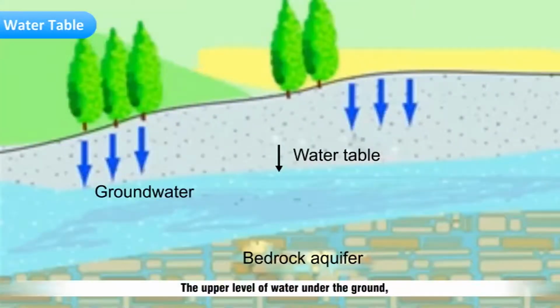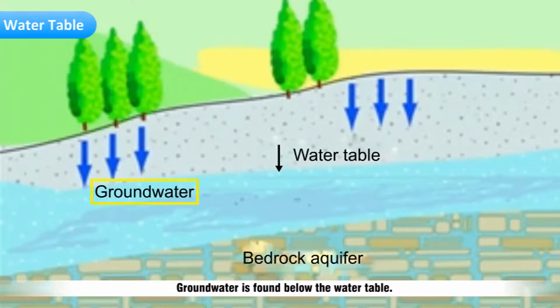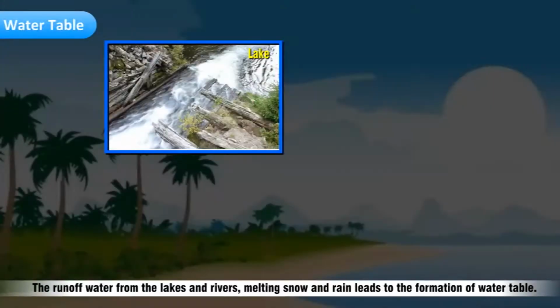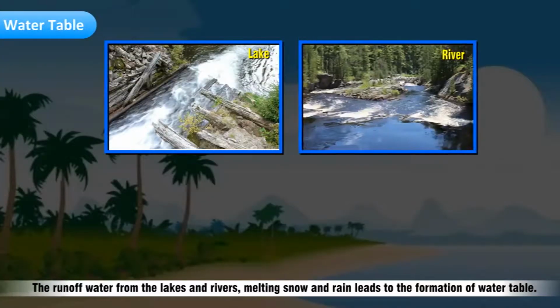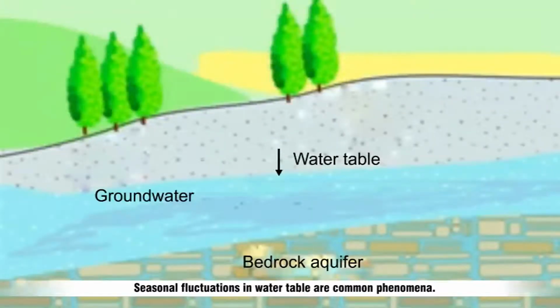Water table. The upper level of water under the ground, which occupies all the spaces in the soil and rocks, is called the water table. Groundwater is found below the water table. The run of water from the lakes and rivers, melting snow and rain leads to the formation of the water table. Seasonal fluctuations in the water table are common phenomena.